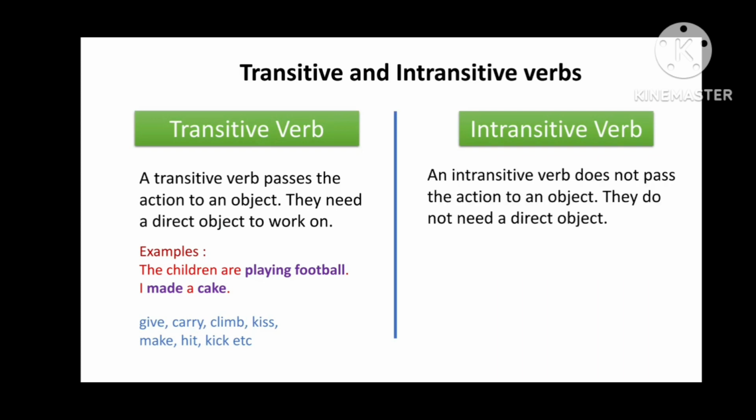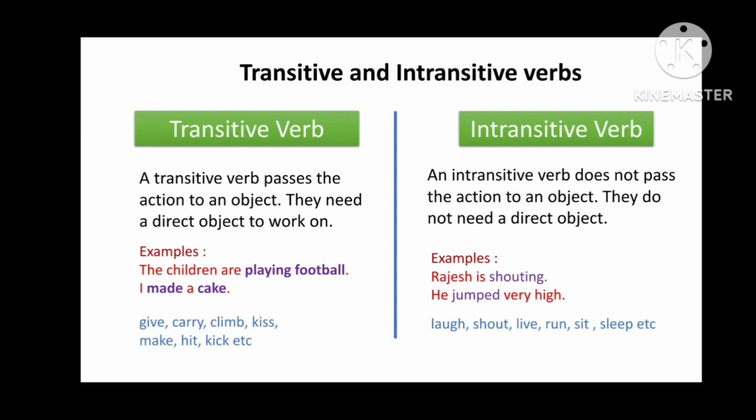Now, what are intransitive verbs? An intransitive verb does not pass the action to an object. They do not need an object to complete the action. For example, Rajesh is shouting. Here, shouting is a verb and we don't need an object to express the action shouting. He jumped very high. Jumped is again an intransitive verb because we don't need an object here. So words like laugh, shout, live, run, sit, sleep, etc. are all intransitive verbs because they do not need an object to complete the action.